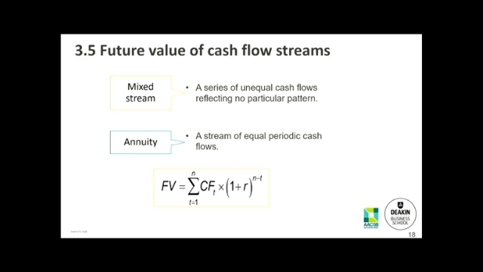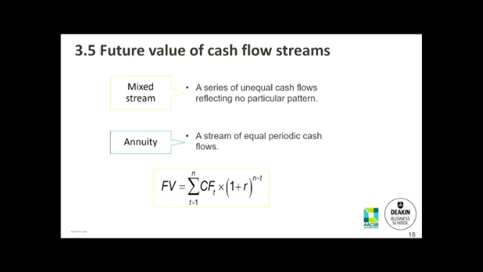First of all, the mixed stream of cash flows. A mixed stream of cash flows means a stream of unequal cash flows, reflecting no particular pattern. Listen carefully. A stream of unequal cash flows reflecting no particular pattern. For example, there is a project. In year 1, it gives me $10. In year 2, it gives me $20. In year 3, it gives me $5. In year 4, it gives me $100. It is a stream of unequal cash flows with no particular pattern, and that is called a mixed stream of cash flows.